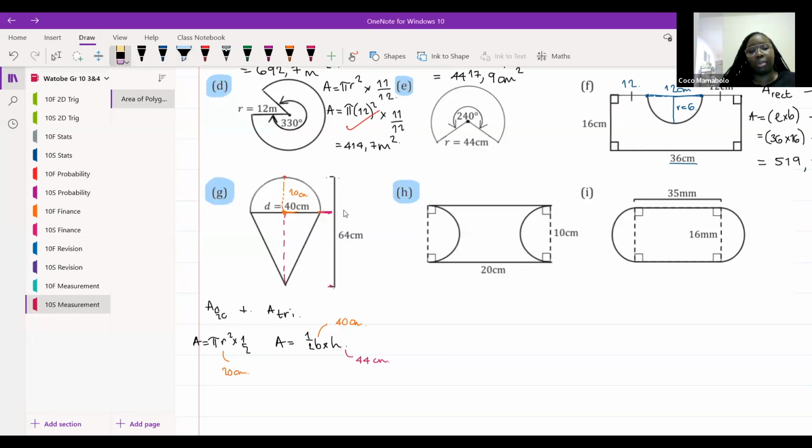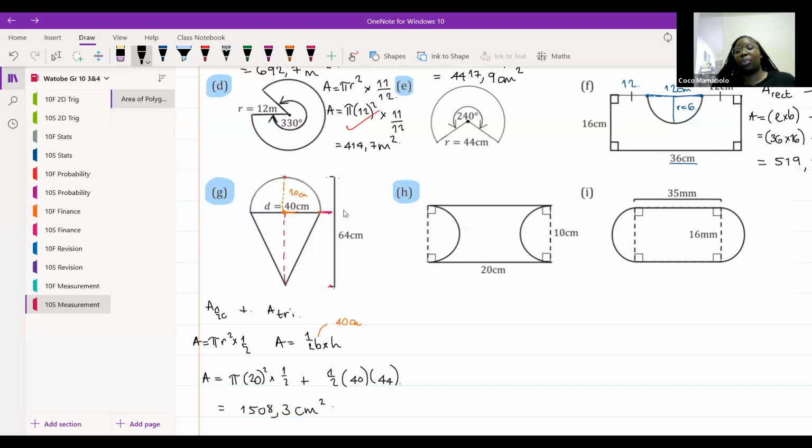All right, so we can do this. Remember, guys, you can do this all in one fell swoop, one calculation. So we're going to say the area of the composite shape is going to be pi times 20 all squared times a half plus half of 40 times 44. And the answer we should get out is 1,508.3 centimeters squared.